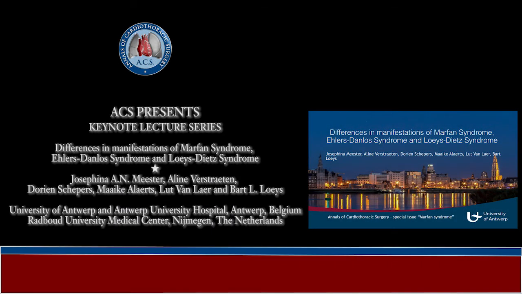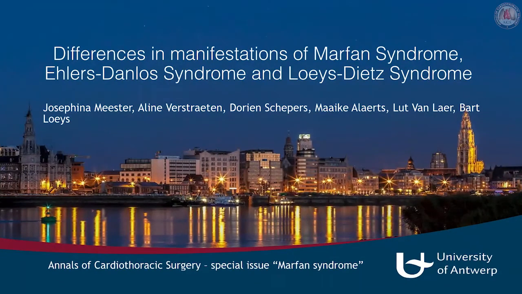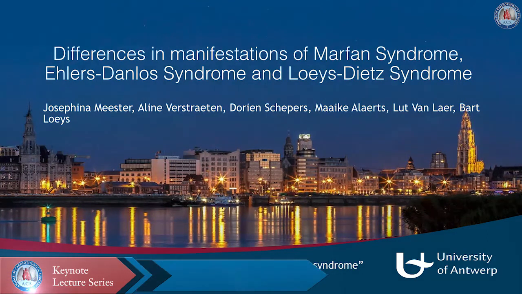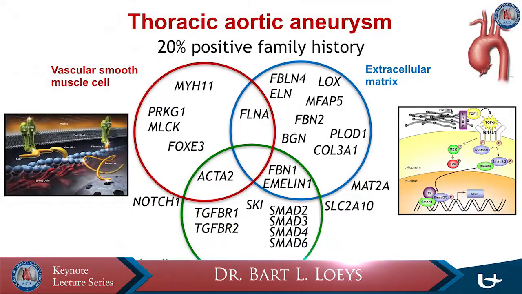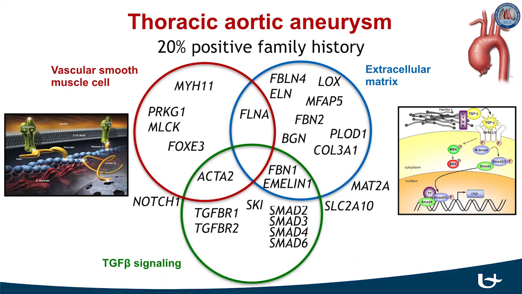In this presentation, we will highlight the differences in clinical manifestations of different aortic aneurysmal syndromes, including Marfan syndrome, Ehlers-Danlos syndrome, and Loeys-Dietz syndrome. It is well known that genetics have an important contribution to the pathogenesis of thoracic aortic aneurysm. This is evidenced by the fact that 1 out of 5 patients with thoracic aortic aneurysm and dissection does have a positive family history, as such indicating a strong genetic contribution.